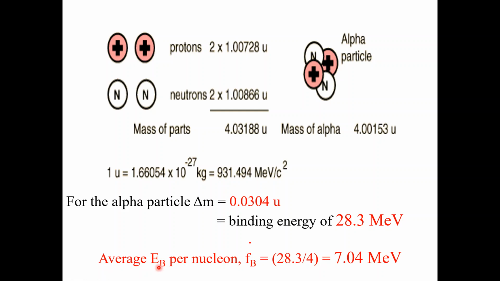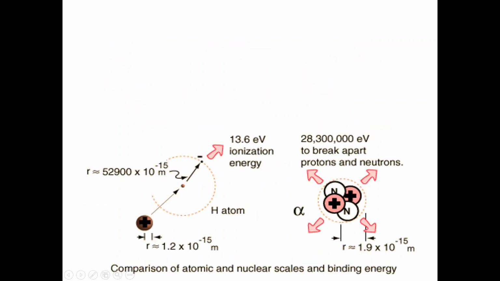From here we can calculate the average binding energy per nucleon, that is FB, which equals 28.3 divided by the total number of nucleons, that is 4. So we get the average binding energy per nucleon, which is equal to 7.04 mega electron volt.